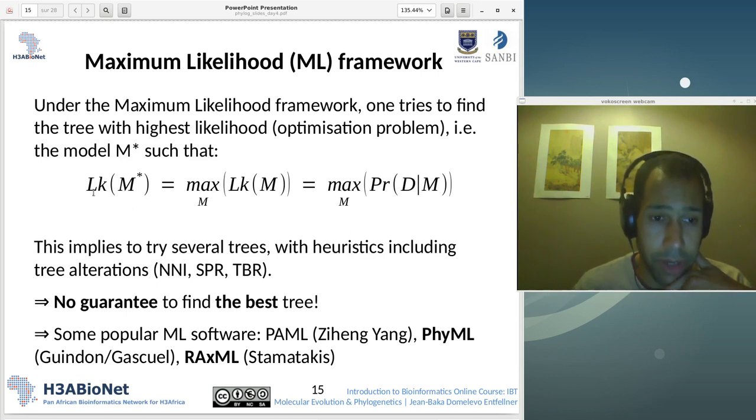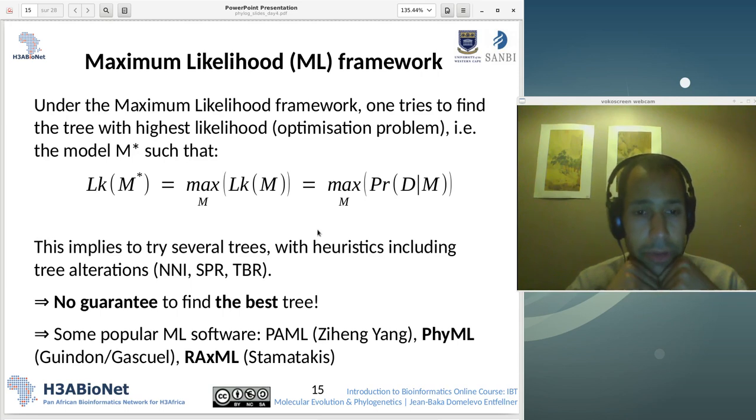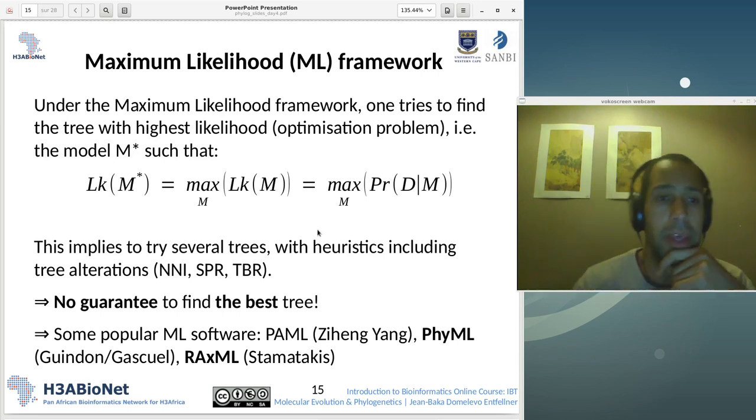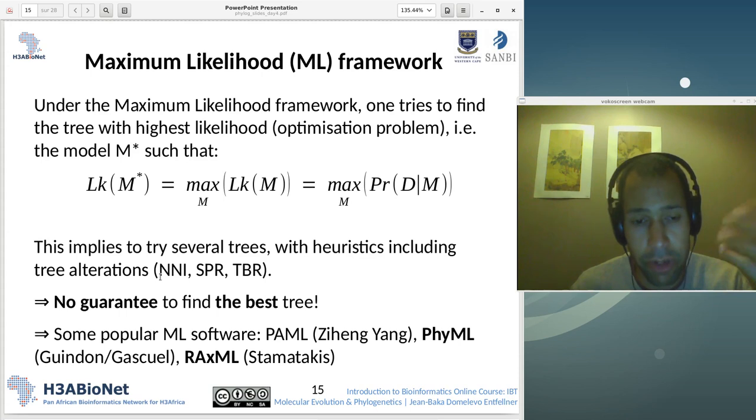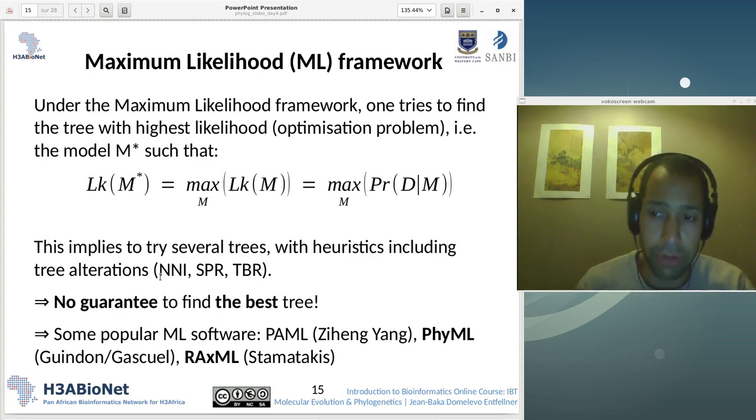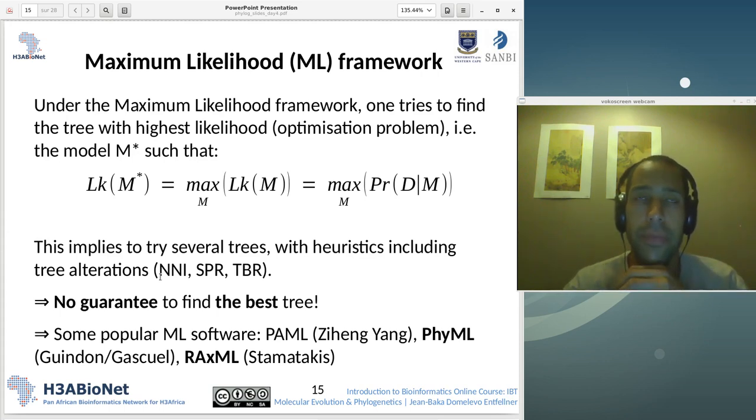So to find this maximum, to find this M star, it implies looking at several M's, several models M, so several trees. And this problem is an optimization problem over an infinite space, so that's why we are going to use tree alterations, NNI, SPR or TBR, to modify the topology and recalculate the likelihood, trying to find the best likelihood.